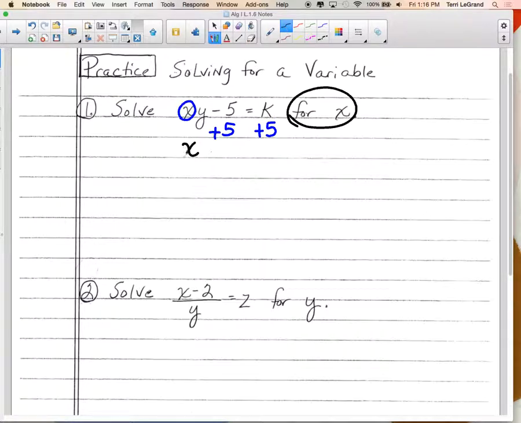Now we have xy left. These guys took care of each other. Are k and 5 like terms? No. Okay, we can't put them together, so we just write them like k plus 5. What do we got to do next?